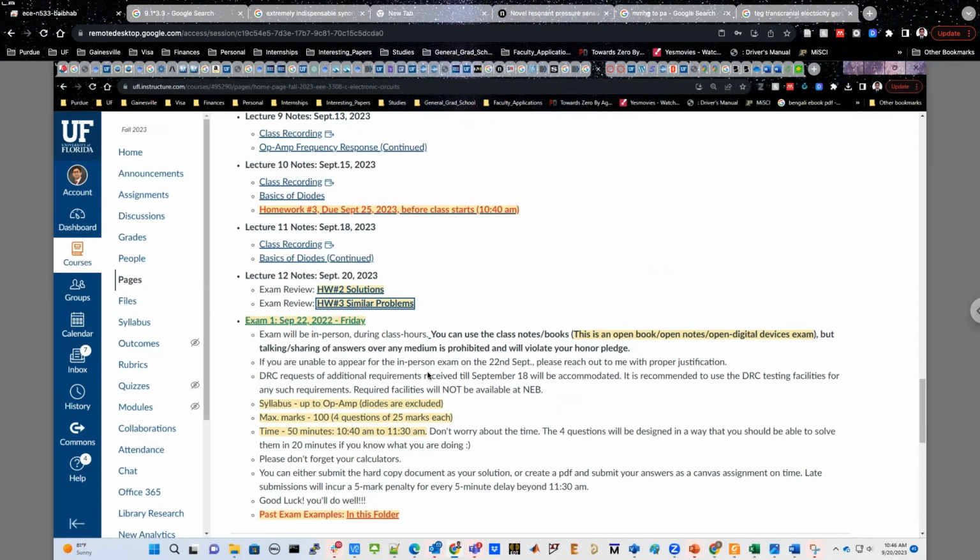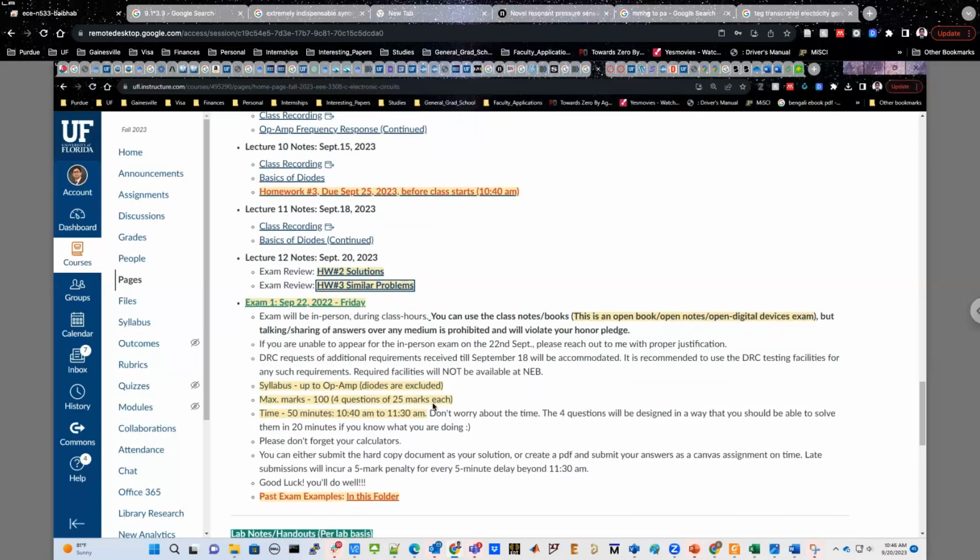We'll specifically look into the solutions of homework 2 and problems which are very similar to homework 3. So we'll take a look at those examples, but you can expect similar problems to come during the exam as well. There will be 4 questions in total, 25 marks each. But the solution should be smaller than what you have for the homeworks.